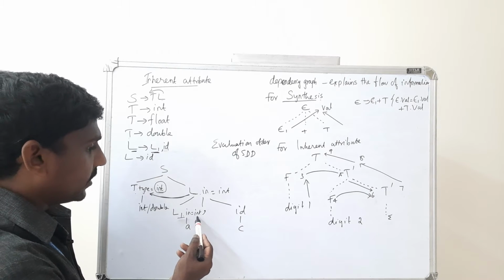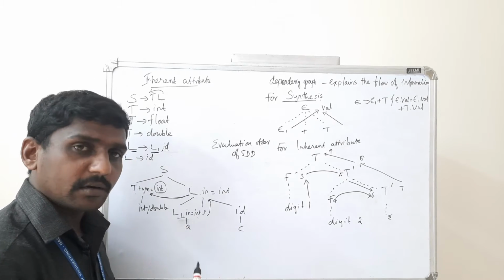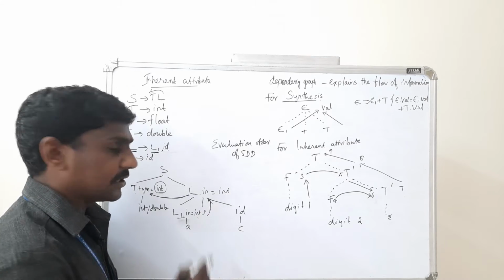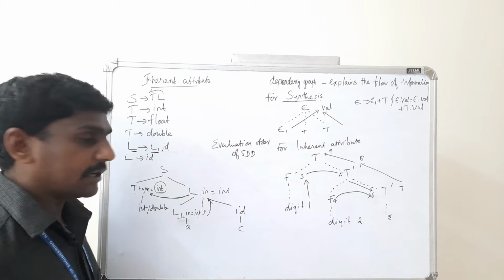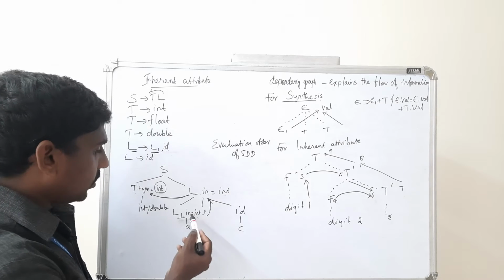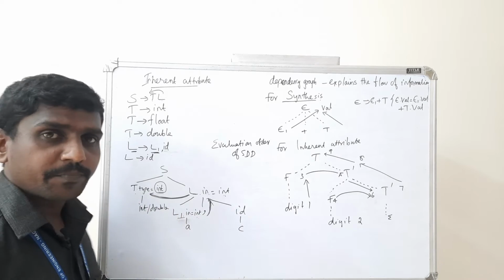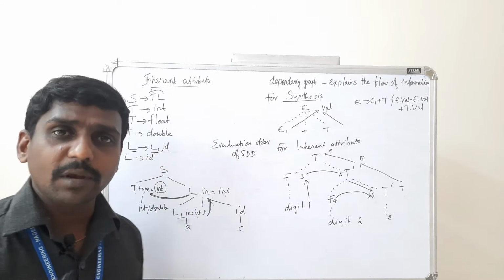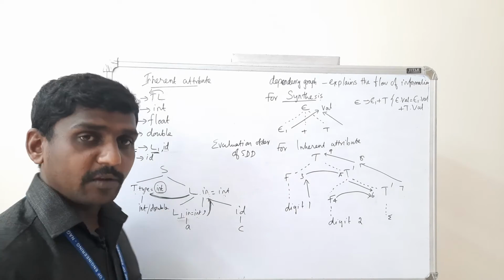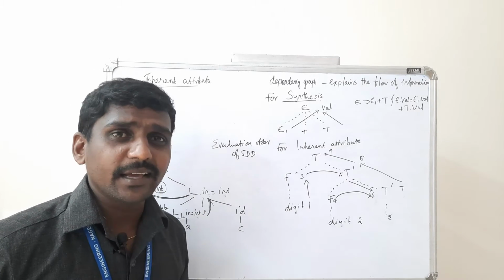And this L1 dot in depends on its parent. It doesn't know what the L1 dot inherited value is, so it takes the type from its parent, this L dot in. L dot in is integer, so L1 dot in is integer. How does this integer come? It takes from its parent. How does this L1 dot in come? It takes from its siblings. So this attribute takes its value from its siblings or its parent, not from the child. See, this L dot in does not take the value from its child; it takes the value from its siblings. So this is called an inherited attribute.